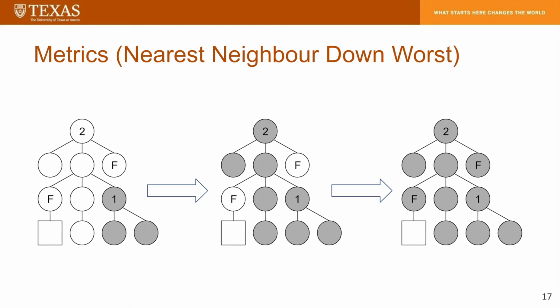This metric has a similar assumption as the nearest neighbor down metric, except that it would assume that developers are unlucky and would inspect all the non-faulty nodes before the first faulty node. In this case, when developers investigate the second suspicious node, it would look at all the non-faulty children and then look at the first faulty node. In this case, the metric would return 10.